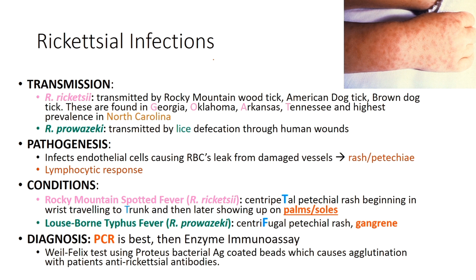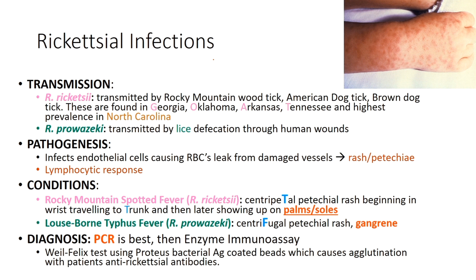So it starts in the wrist. This is how I remember this: Rickettsia starts in the wrist. Rickettsia starts in the wrist and goes to the trunk because it's centripetal. Then it comes back to your palms and soles.